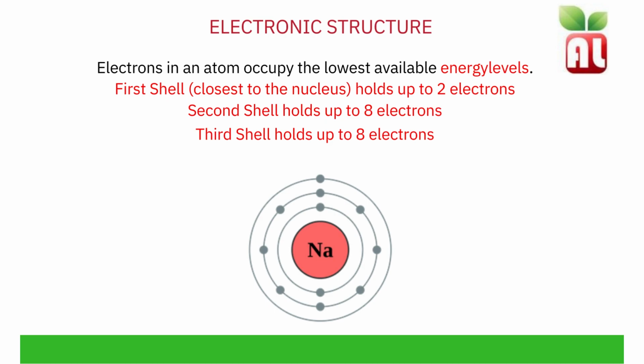If we look at the electronic structure of sodium, it has the atomic number 11, therefore we have 11 protons and 11 electrons. We fill 2 electrons in the first shell, 8 electrons in the second shell, and 1 electron in the third shell.